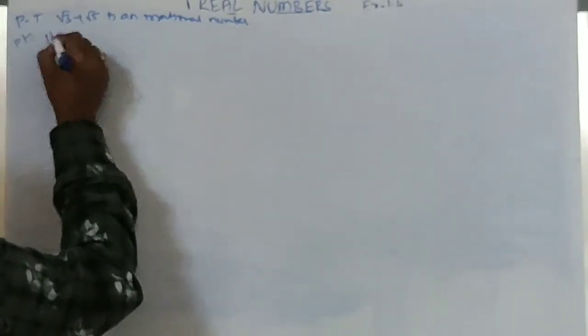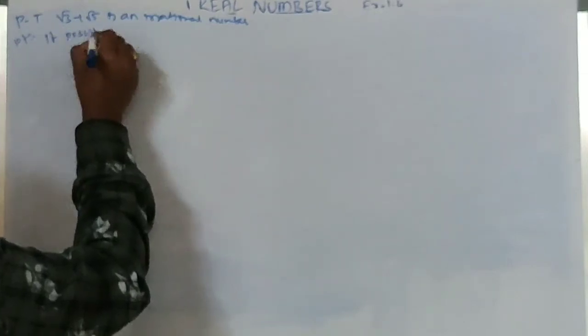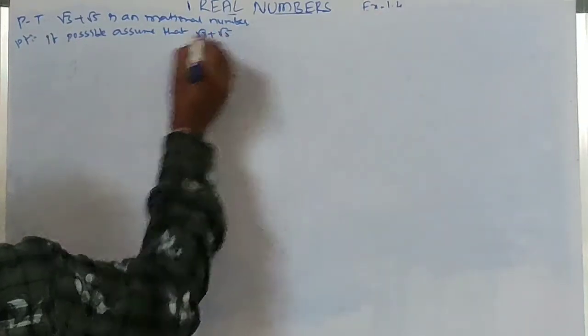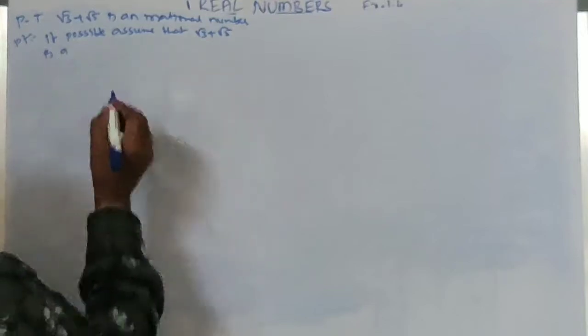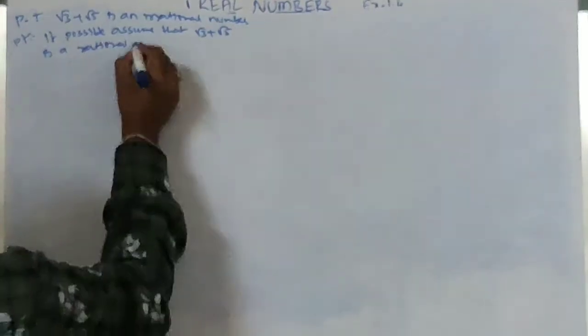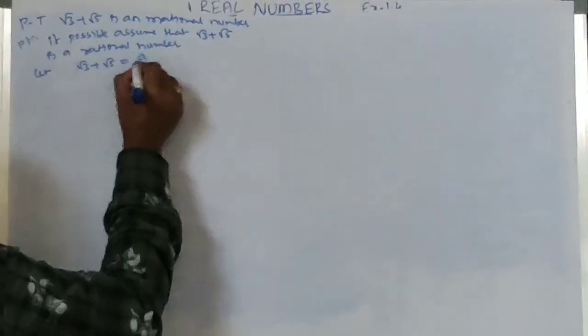So first, if possible, assume that root 3 plus root 5 is a rational number. If possible, assume that it is a rational number. So let root 3 plus root 5 equal p by q, or a by b.